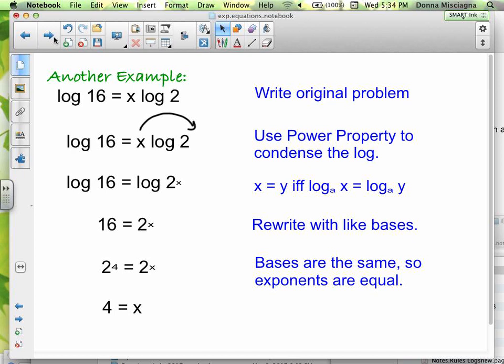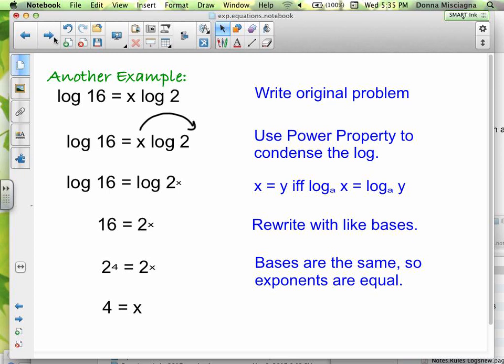Well, we can use our power property to condense the log. But this is actually a pretty good one that I should have included in your notes. Feel free to squeeze it in anywhere you want, or add a little sticky note. So that x there goes back on the 2 as an exponent using our power property. So now I have log 16 equals log 2 to the x. Now I can drop the logs, right, because I have log equals log. So 16 equals 2 to the x power. And now this is an easy exponential to solve because 16 is the same as 2 to the 4th. The bases are the same, so the exponents are equal. So 4 is equal to x, right?